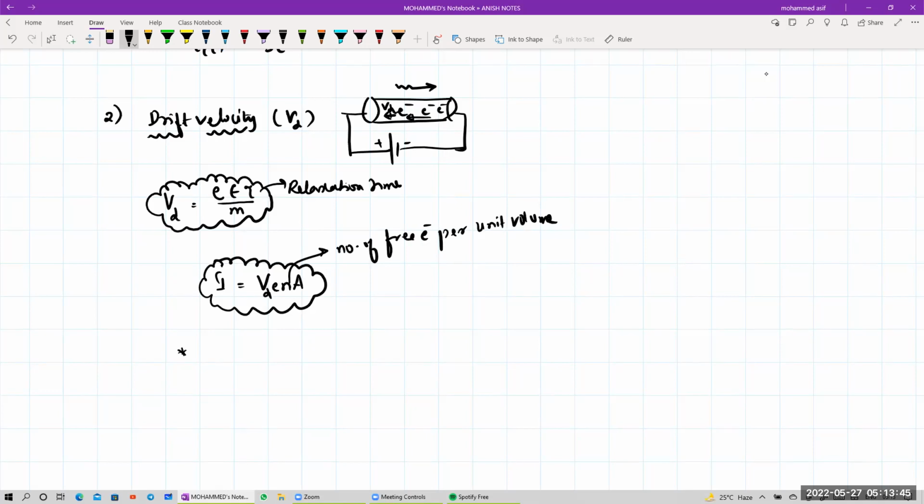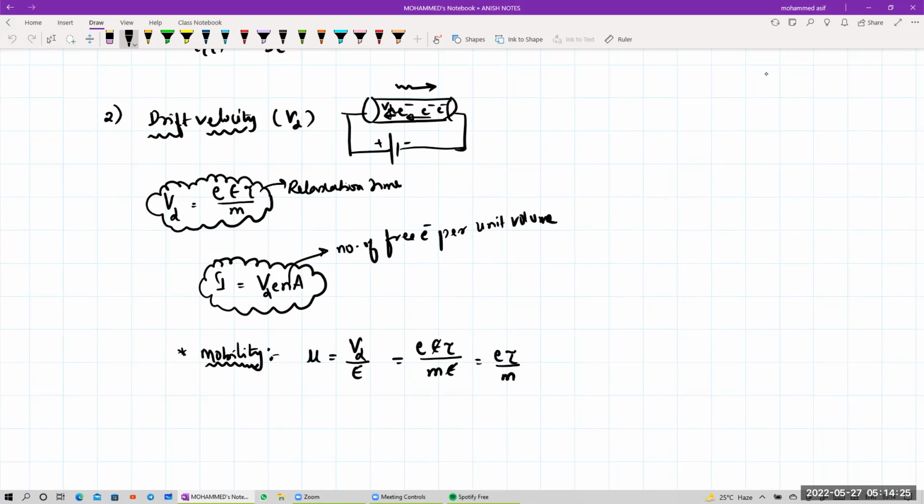Next, one more term you should remember is mobility. How do you define mobility? Mobility is the ratio of drift velocity to the electric field applied. Capital E is nothing but the electric field. Vd is your drift velocity, isn't it? Drift velocity I already know, so I can substitute that value here: e E tau divided by m into E. This E will get cancelled. So it is e into relaxation time divided by mass. I can even write like this.